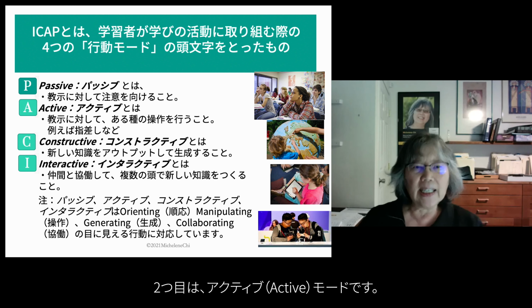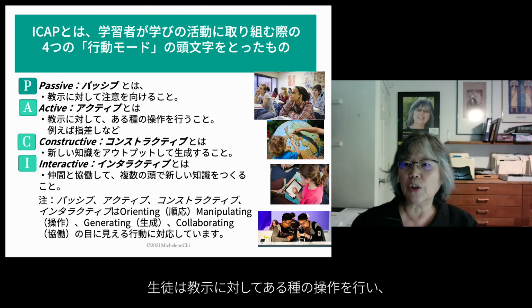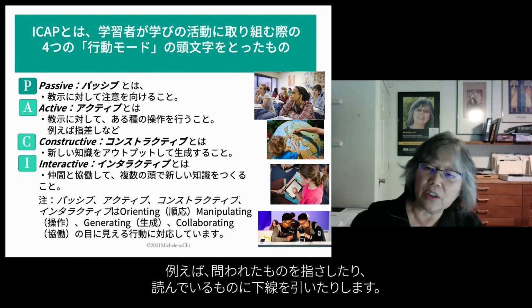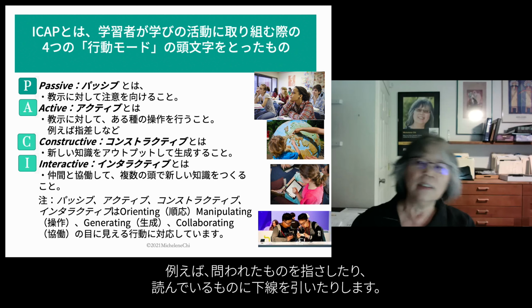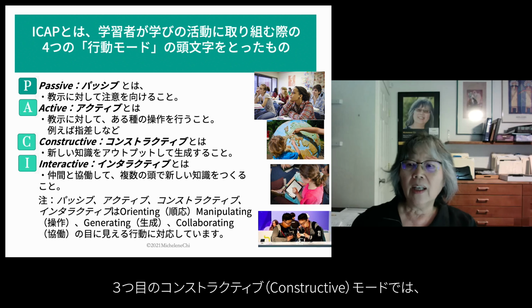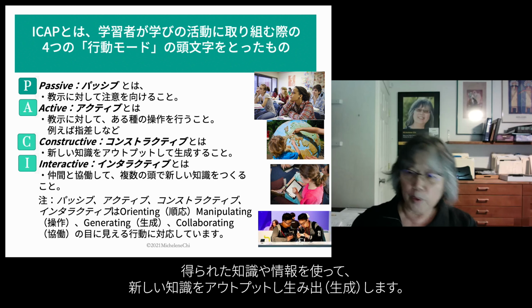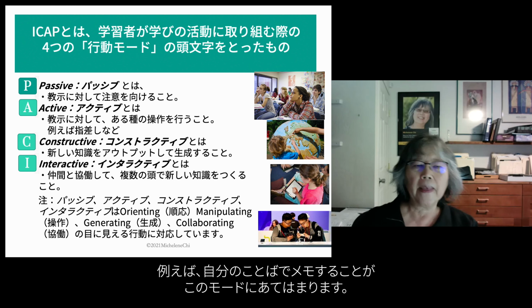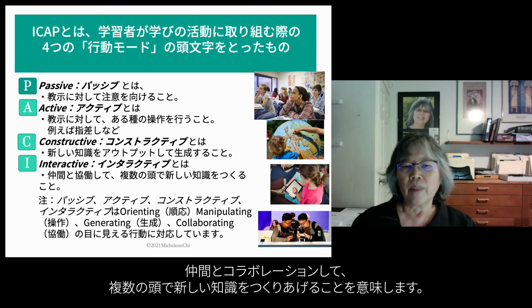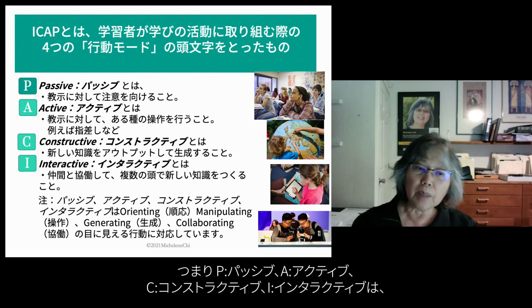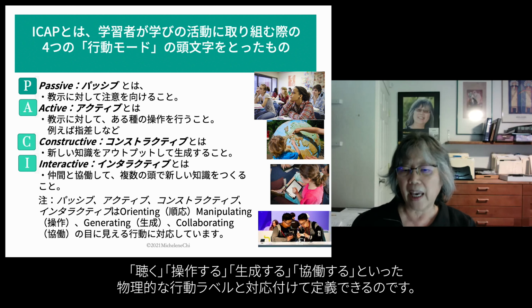The second mode is active interacting behavior, in which students are manipulating some aspects of the instructional material, such as pointing to something they're learning or underlining something they're reading. Constructive interactive behavior refers to generating some output with new knowledge, for example, writing some notes. And interactive behavior is collaborating with a peer in a co-generative way that I'll explain more later. So basically, passive, active, constructive, interactive are labels for the physical behaviors of attending, manipulating, generating, collaborating.